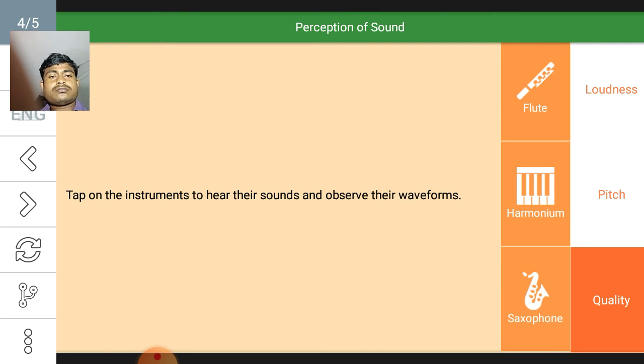Tap and observe the sound wave produced from three different musical instruments at constant loudness and pitch.